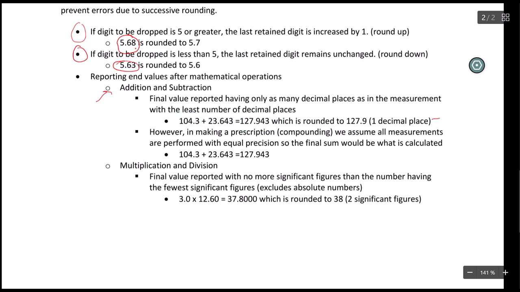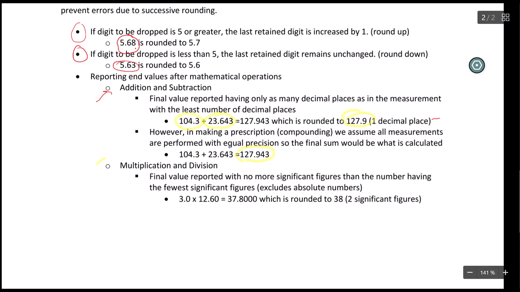So your answer is going to be 1 decimal point. Let me clarify it one more time. When you're adding numbers together, look at the least amount of decimal points, which is 1 decimal point in that first number. That's what your answer will be rounded to, only to the 1, if you're abiding by the rules of significant figures. In compounding, when we actually make prescriptions, we assume that everything we do is accurate. So we would actually keep this final thing. So usually in practice, you'll keep all those digits because we assume everything is accurate. But in doing significant figures, you will do that.